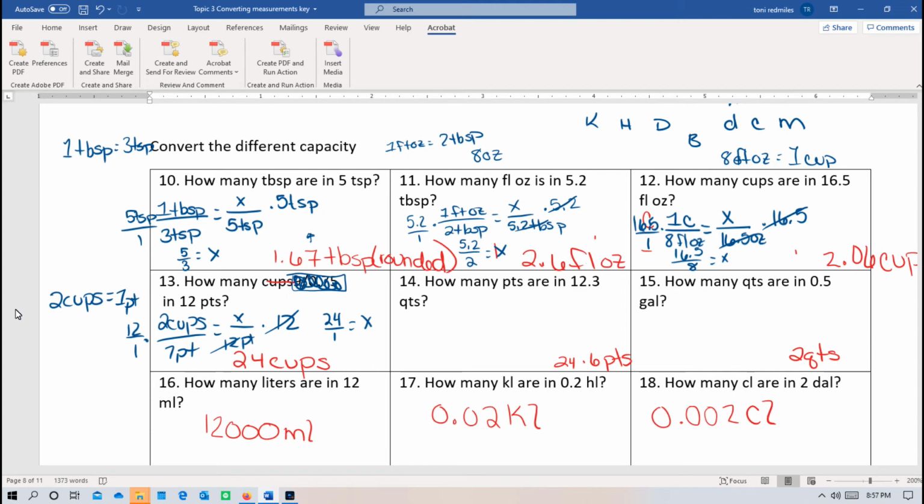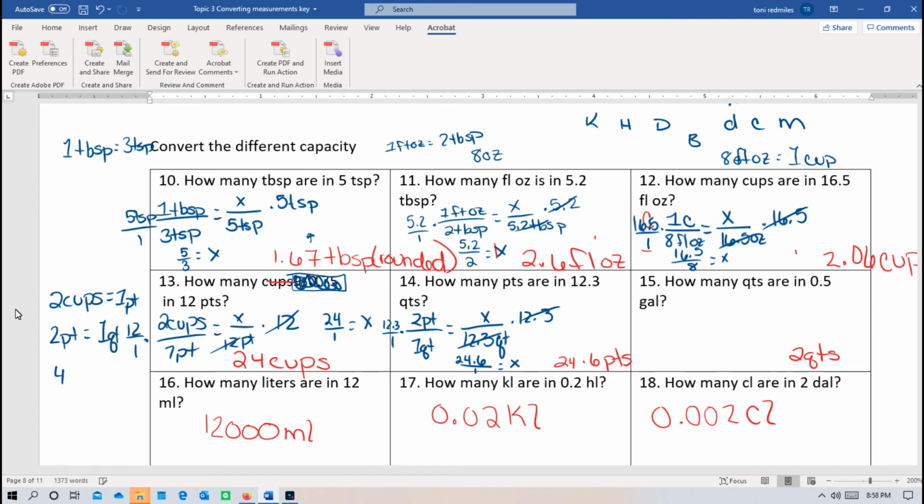How many pints are in 12.3 quarts? Well, 2 pints equal 1 quart. All right, so I want to know pints. I'm going to put my 2 pints on top, my 1 quart on the bottom, and I have quarts. So now I need to multiply both sides by the 12.3 over 1. That is going to give me 24.6 over 1, which reduces down to 24.6.